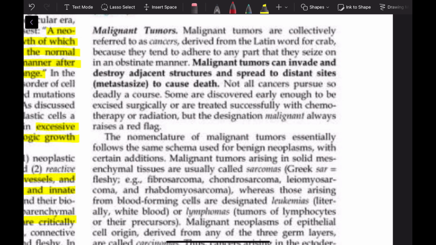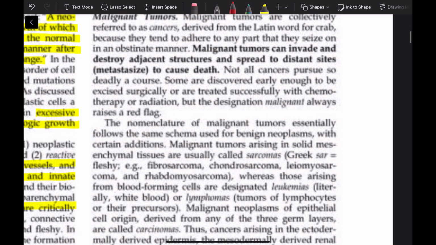Malignant tumors are collectively referred to as cancers, derived from the Latin word for crab, which tend to adhere to any part that they seize in an obstinate manner. Malignant tumors can invade and destroy adjacent structures and spread to distant sites and cause death. Okay. Not all cancers pursue so deadly a course. Some are discovered early enough to be excised surgically or are treated successfully with chemotherapy or radiation, but the designation of malignant always raises a red flag.